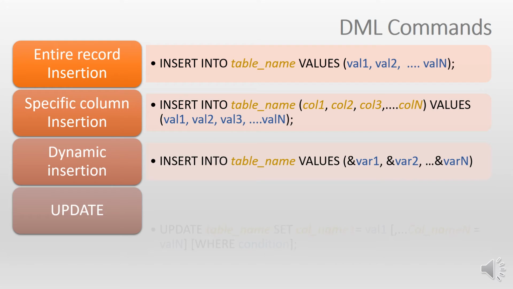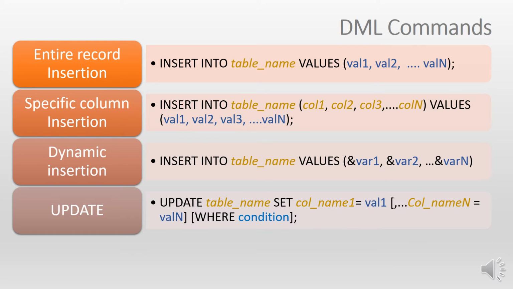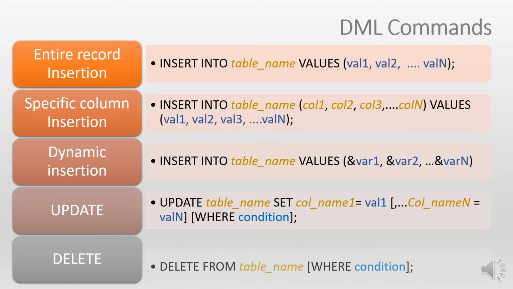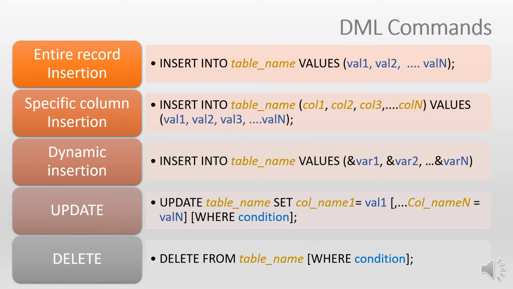To update the existing value, update table name set column name equals value. This can be extended for any number of columns. To delete records from the table, delete from table name can be given. In update and delete, a where condition can be included. It is an optional one.